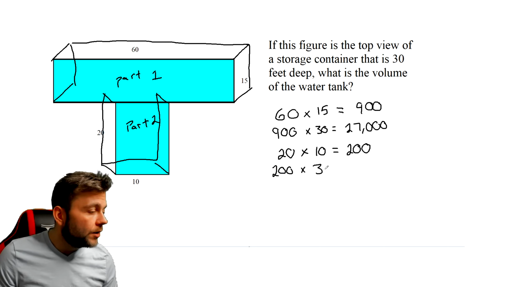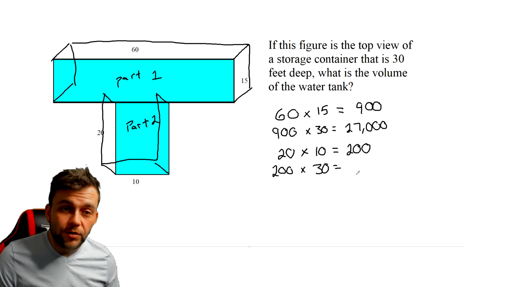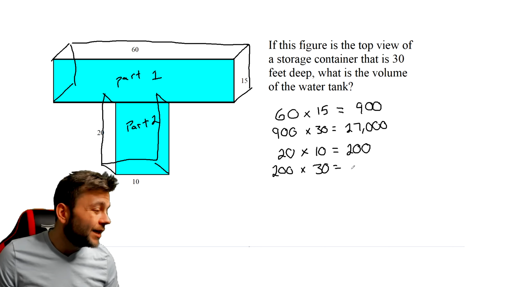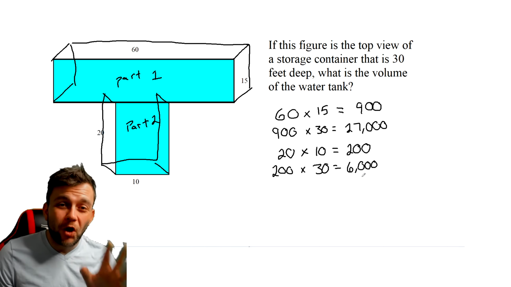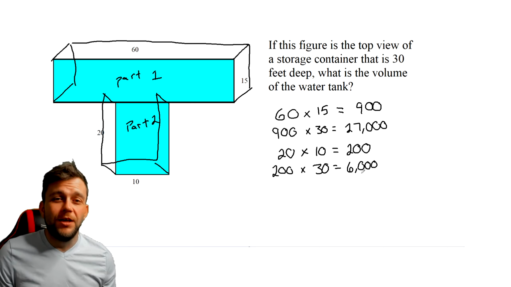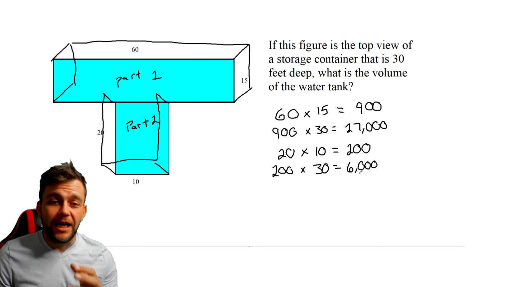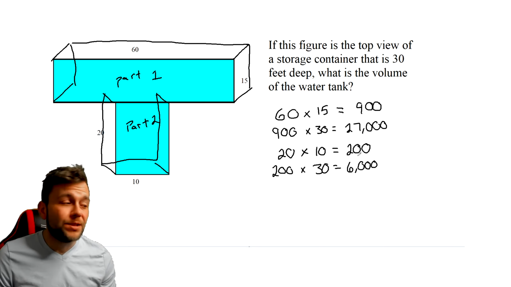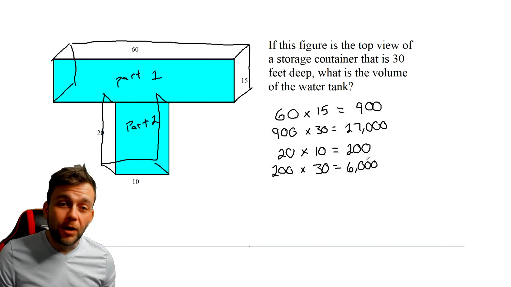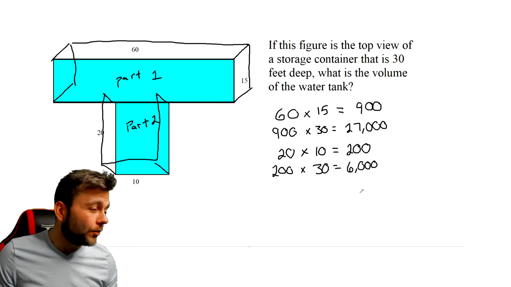So 20 times 10 is 200, and then you do 200 times 30. So what is 200 times 30? That is 6,000. So those are our two parts, the volume of those two parts. So we must add them together now. What is 27,000 plus 6,000? Well, it is 33,000.